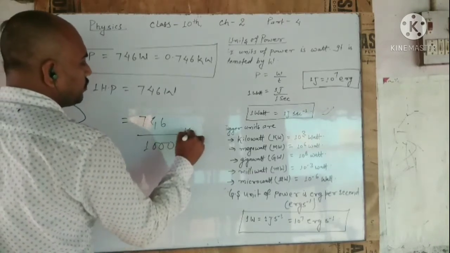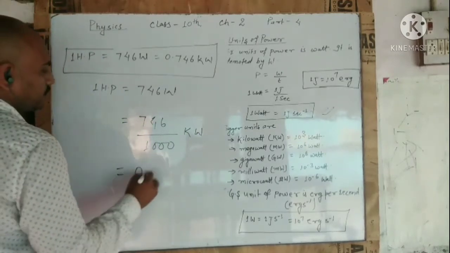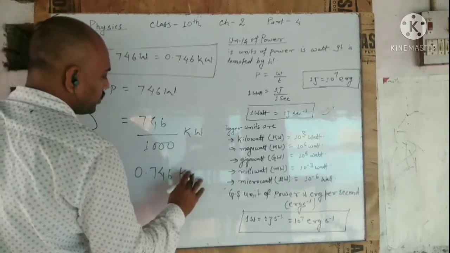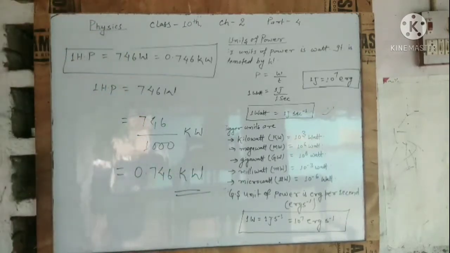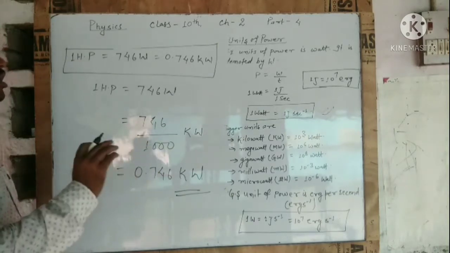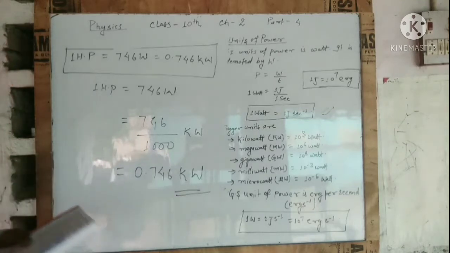Okay, it will become kilowatt. It means that it will become 0.746 kilowatt. This is another unit which is used for mechanical energy, or basically used to measure the power of a machine.